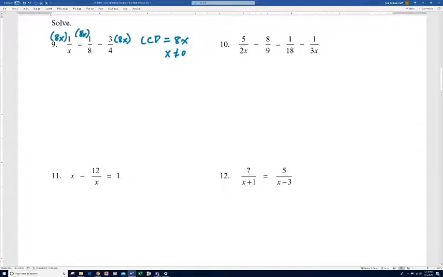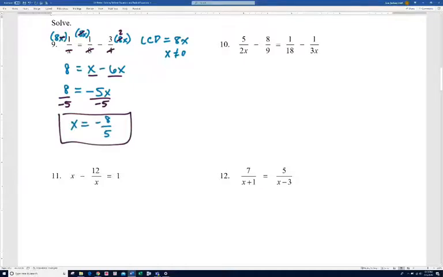When you multiply 1 over x by 8x, the x's are going to cancel, and you're left with 8 times 1. On the other side, when you multiply 8x times 1 over 8, the 8's will cancel, and you're left with x times 1, or just x. And then we have minus 3/4 times 8x. Well, notice 8 divided by 4 is 2, and we're left with negative 3 times 2x, or minus 6x. So we've cleared the fractions. Notice here we're going to want to simplify next. x minus 6x is negative 5x, and that's equal to 8. And then we'll divide each side by negative 5, and we get x is equal to negative 8/5.